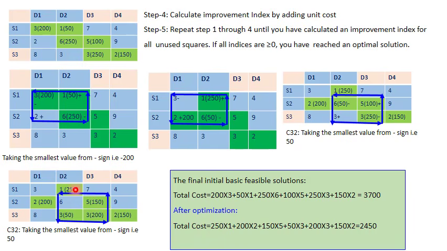So these are the assigned values, the optimum assigned values. That means S2 provided for D1, S1 provided for D2, S2 provided for D1 and D3, and S3 provided for D2, D3, and D4. So this is all about methods of evaluating alternatives.